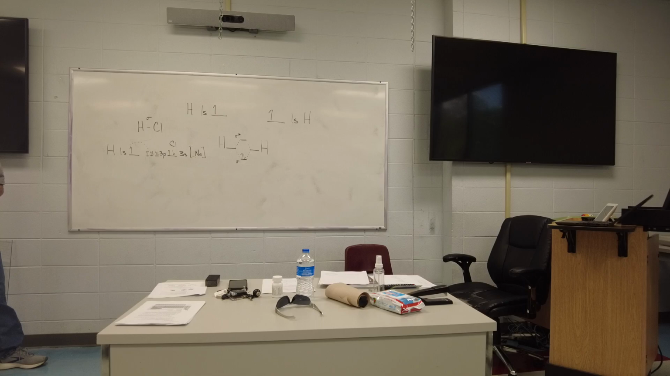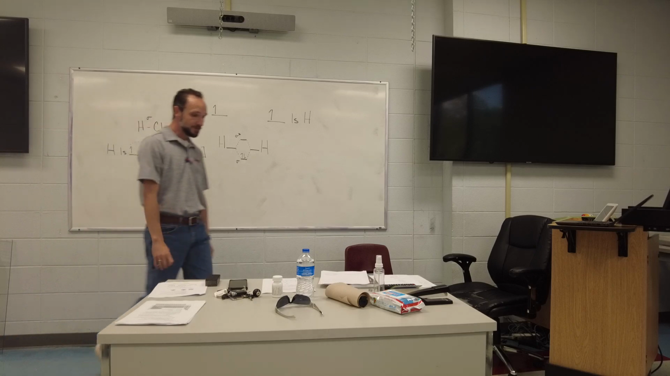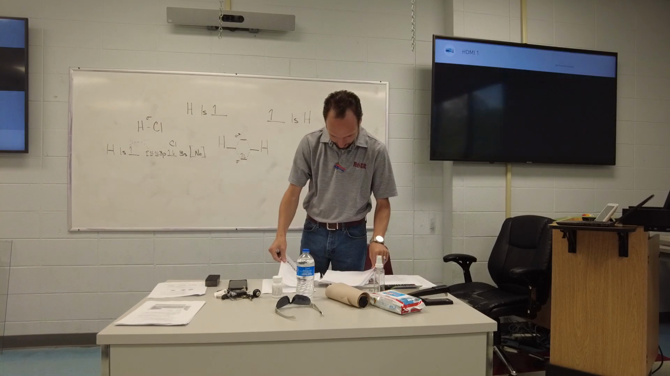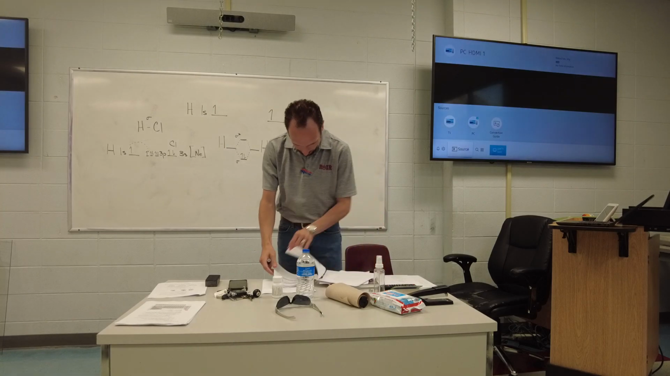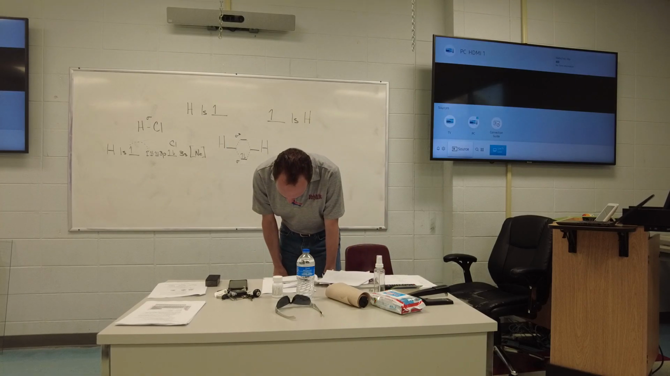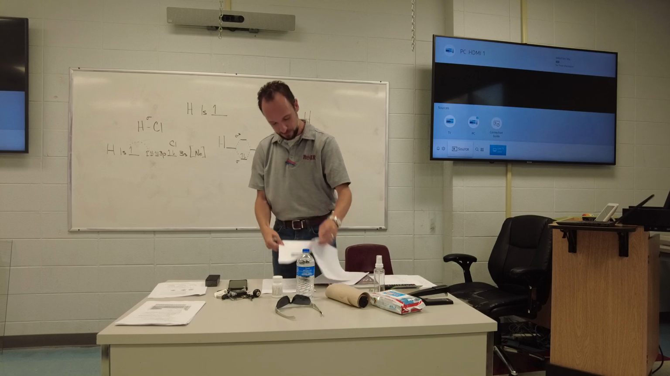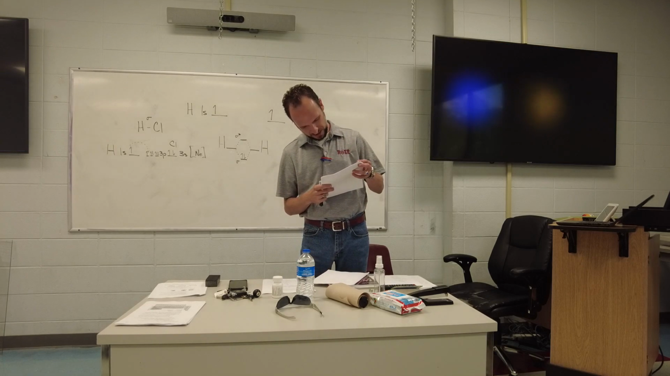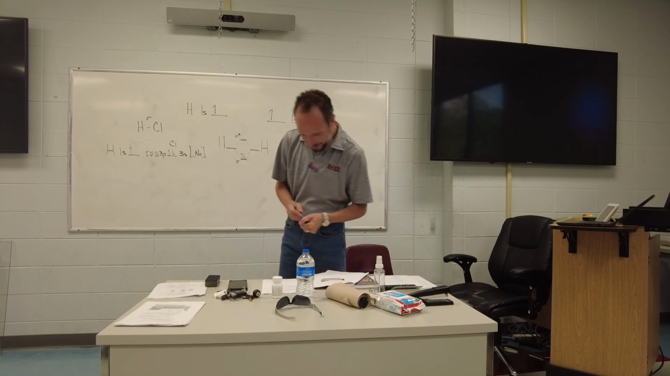Now, the question is, what character does this bond have? Is it covalent, polar covalent, or ionic? The only way to know that for sure is to go look up the electronegativities for these things and do the math. Now, chlorine is 3.16, I believe. Hydrogen is what?